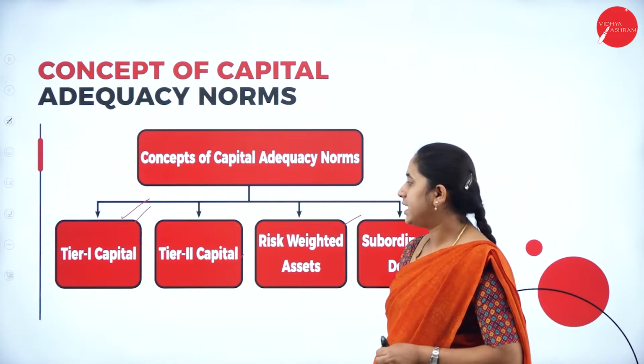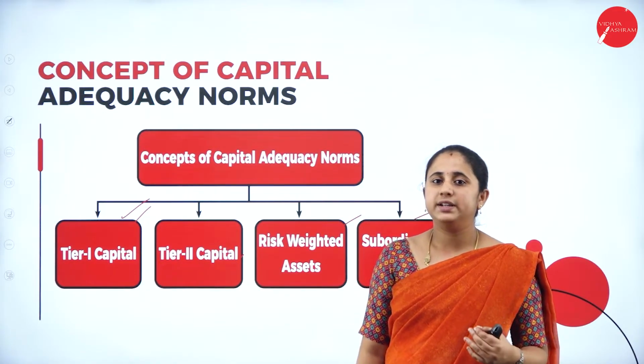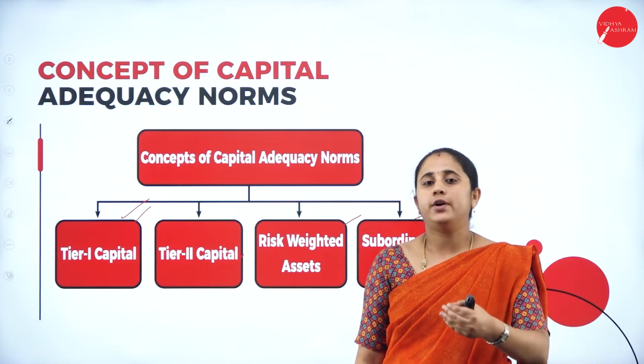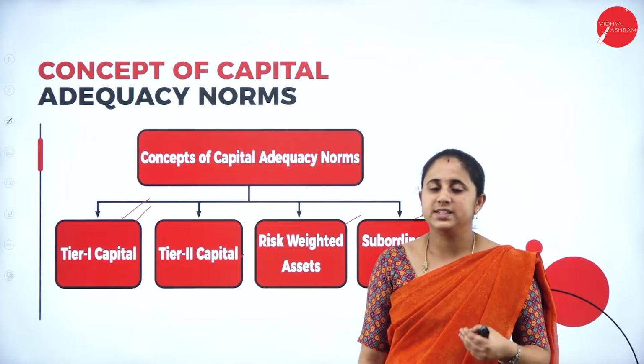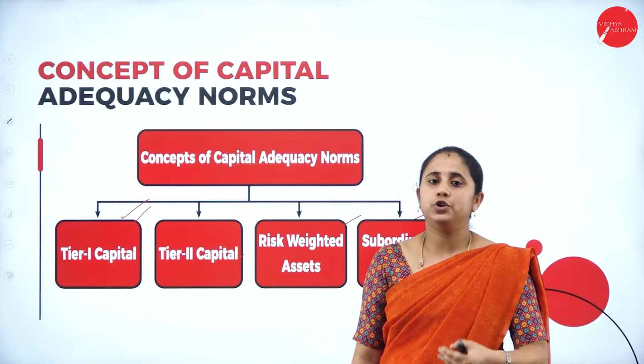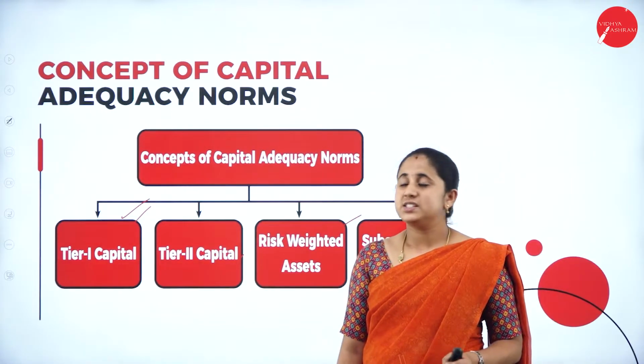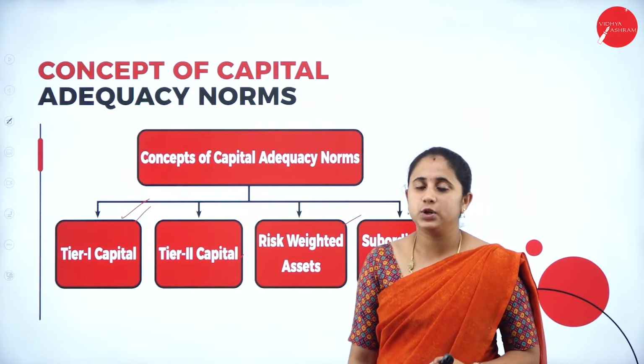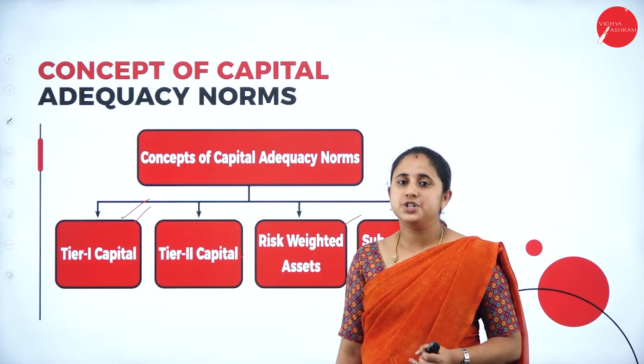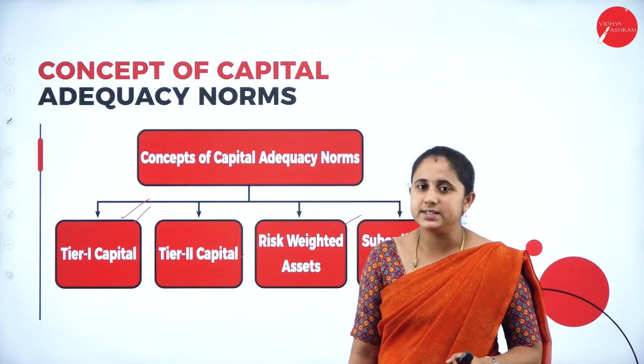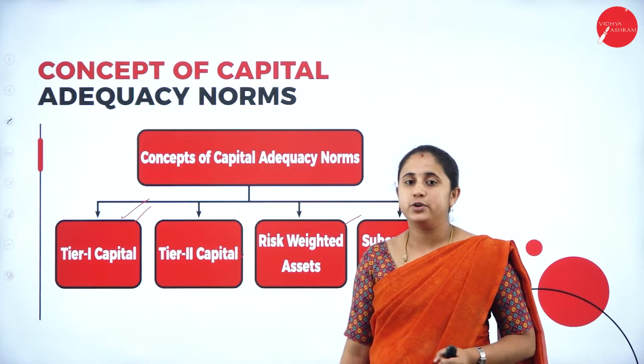Next is Tier 2 capital. Tier 2 capital is secondly available in order to meet uncertain losses. This Tier 2 capital includes undisclosed reserves, revaluation reserves, and debt equity reserves. All this comes under Tier 2 capital.